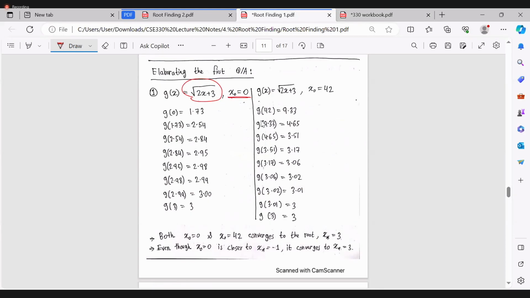We already saw how to do it with x not equals 1. This is our initial point, and again, to repeat, the initial point will be given to you. So you start with 0, you place 0 in there, you get 1.73, you place 1.73 in there, you get 2.54, you place 2.54.